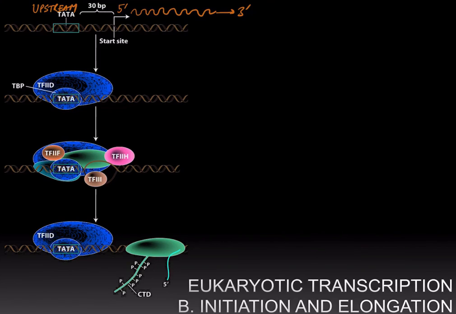Everything occurring before the transcript is upstream, and after the transcript is downstream. So 5' of the transcript is upstream and 3' of the transcript is downstream. And this TATA box is about 30 base pairs upstream of the transcription start site. And to this TATA box binds a protein known as TATA binding protein, or TBP, followed by a protein called TF2D.